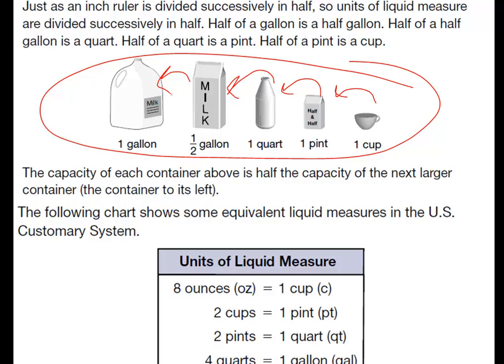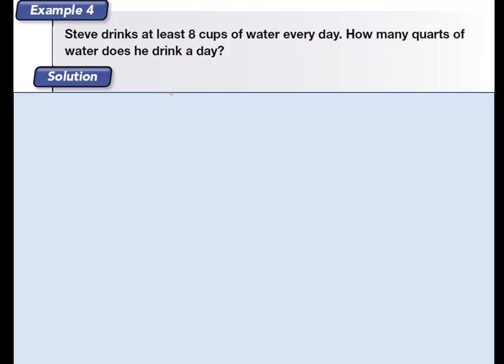So 8 ounces is equal to a cup. 2 cups make up a pint. 2 pints make up a quart, and 4 quarts equals 1 gallon. Steve drinks at least 8 cups of water every day. How many quarts of water does he drink a day?